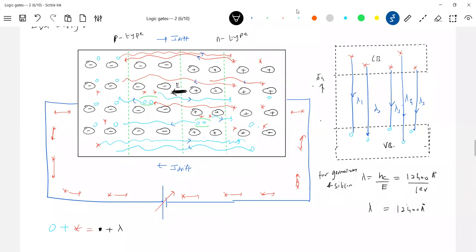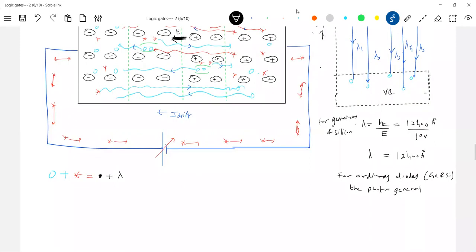So this particular photon will be absorbed by the material. So for ordinary diodes, meaning germanium and silicon, the photon generated due to recombination will be absorbed by the material itself.